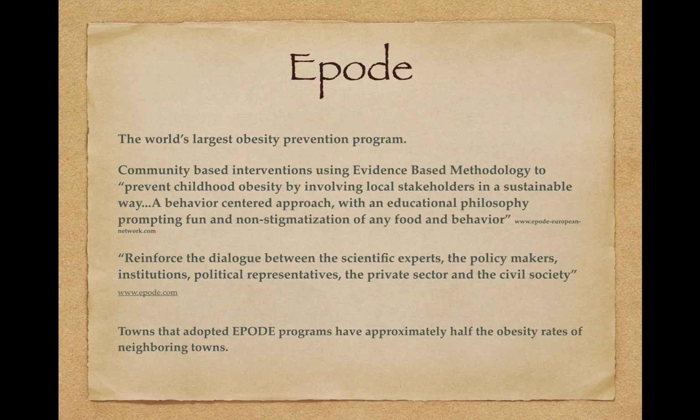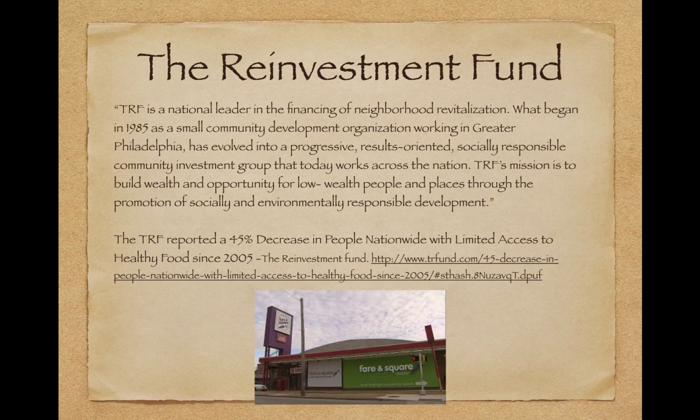They make sure that from a city planning perspective, there are enough places to exercise. They make sure that the schools actually have healthy foods instead of junk food. They probably restrict advertising of junk food, at least in the local neighborhoods. They make sure that the retail stores provide access to healthy foods. And these programs work. They have about half the obesity rates of the neighboring towns that do not have the EPODE programs.